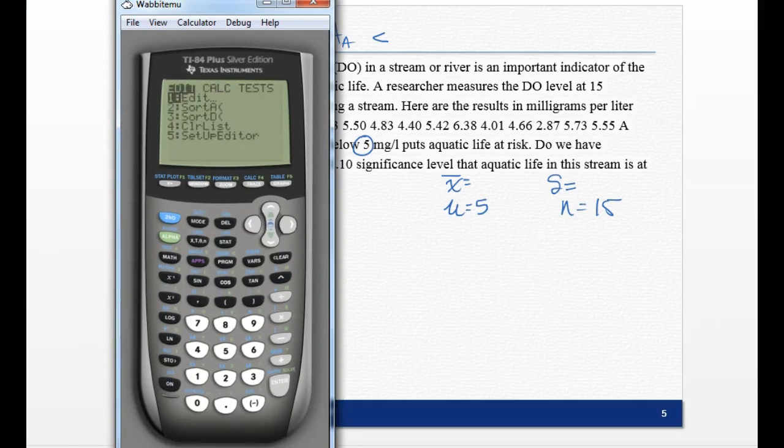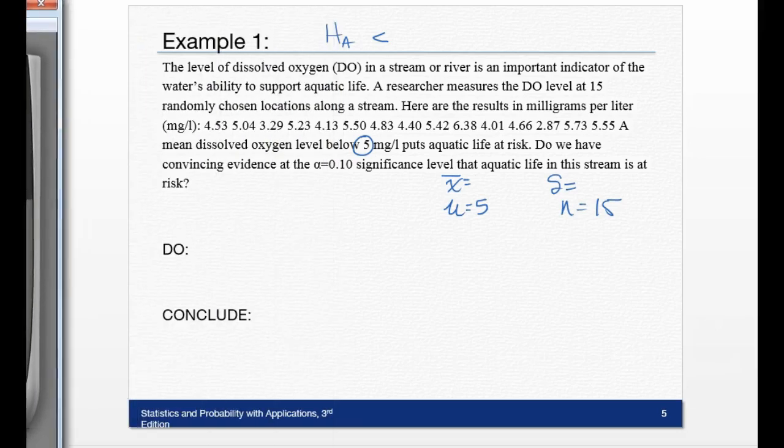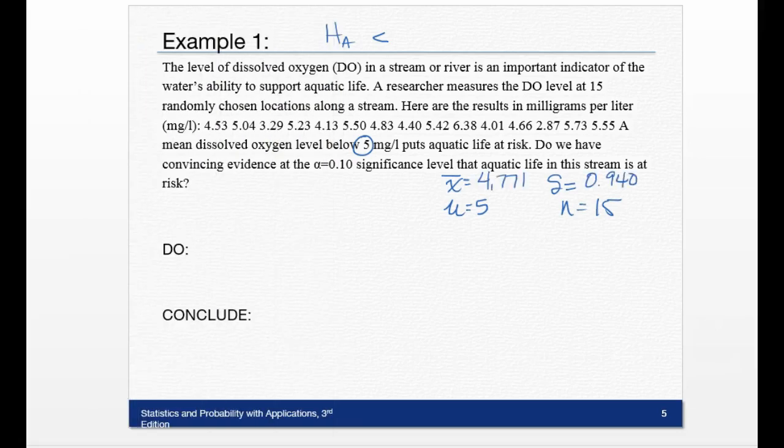And what did I do? I went to stat, tests, t-test, which is number 2. I'm asking it to pull from the data in the list. I changed the null to 5. List 1 is where my information is. Frequency, leave it alone. And mu is a less than because that's what we use in the alternative. So I come down to calculate, and it's going to generate all those values for me. So X bar is 4.771, S is 0.940. All right, that's enough information to write my T equation.